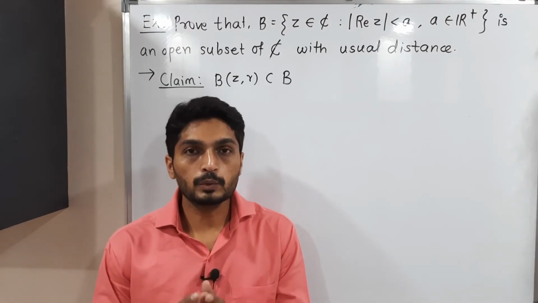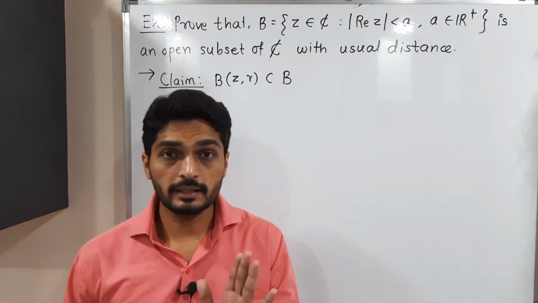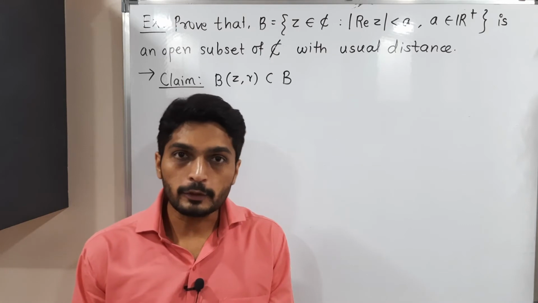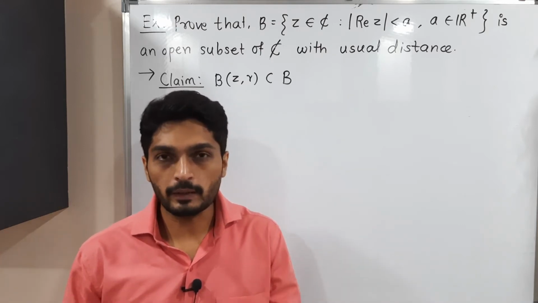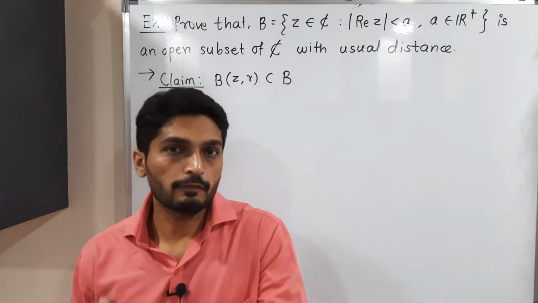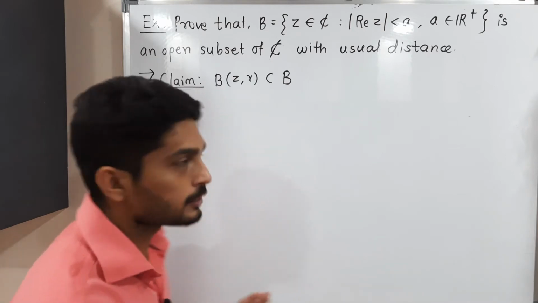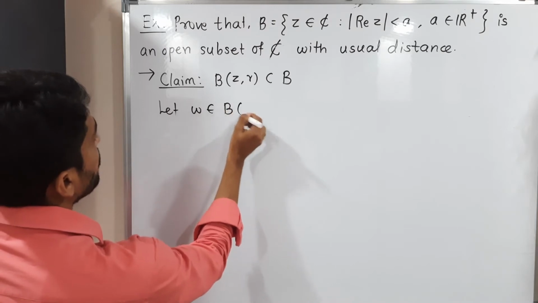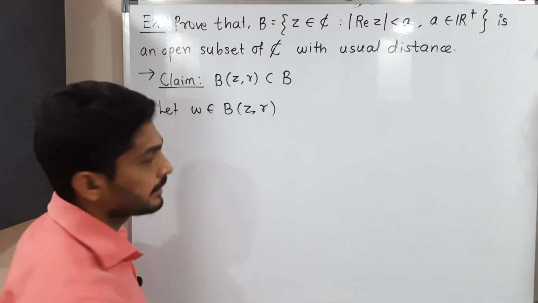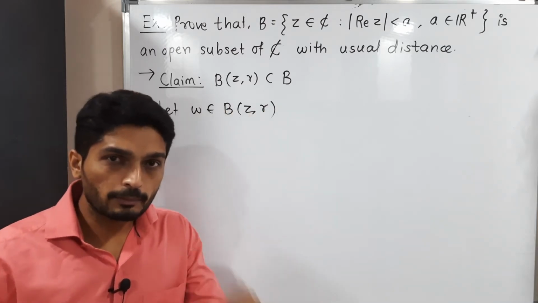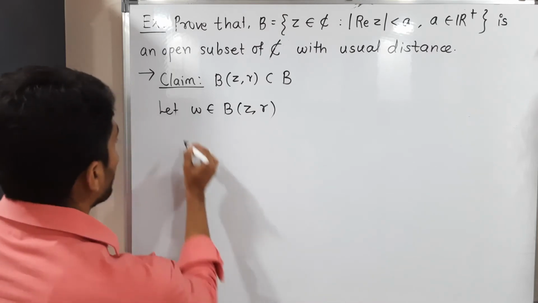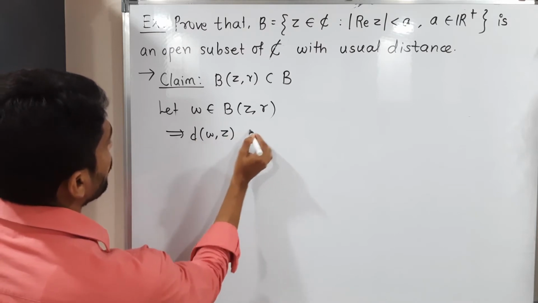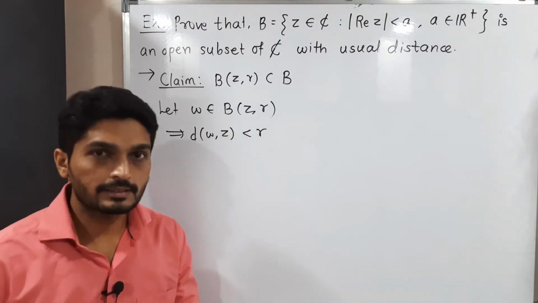Now we have to prove that this open ball with center z and radius r entirely lies inside the set. What is the technique to prove one set is a subset of another? We take one arbitrary point from the first set and prove it is in the second set. Let me take an arbitrary point w belonging to the open ball with center z and radius r. So that point w lies in the ball, which means the distance of w from the center of the ball is less than its radius.